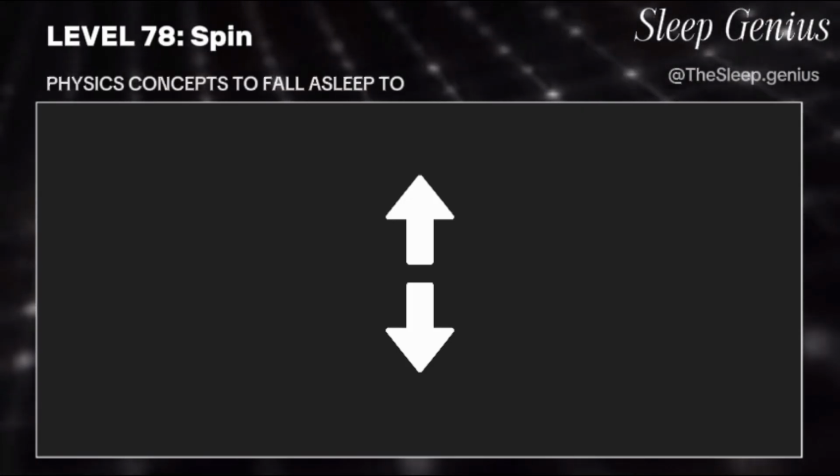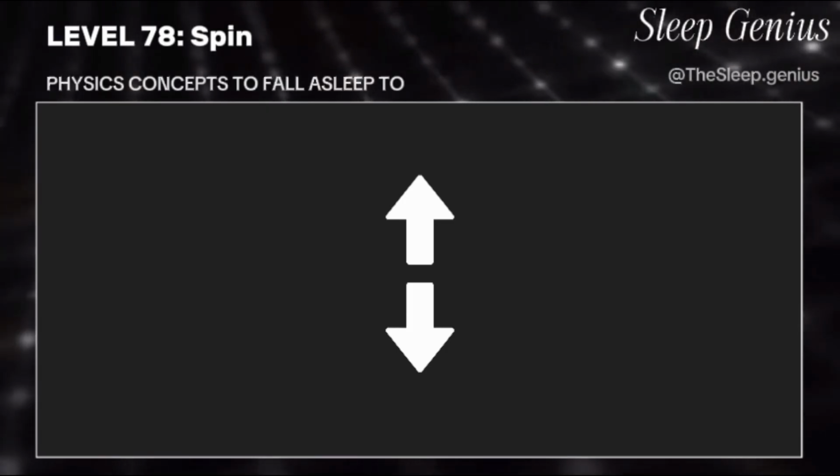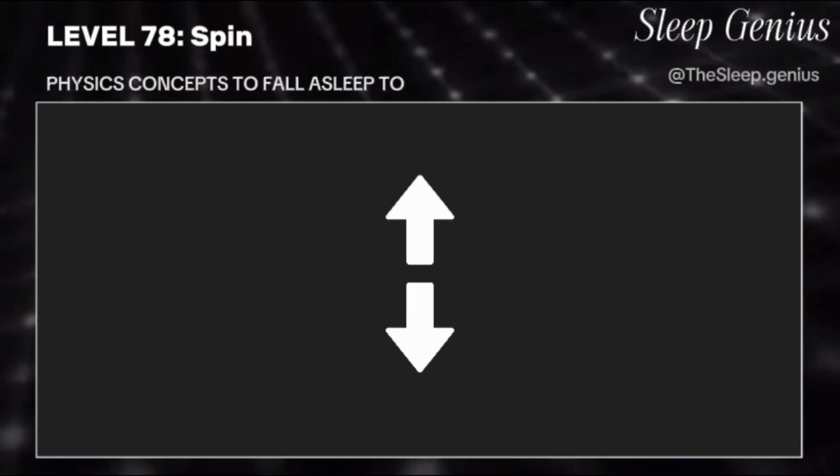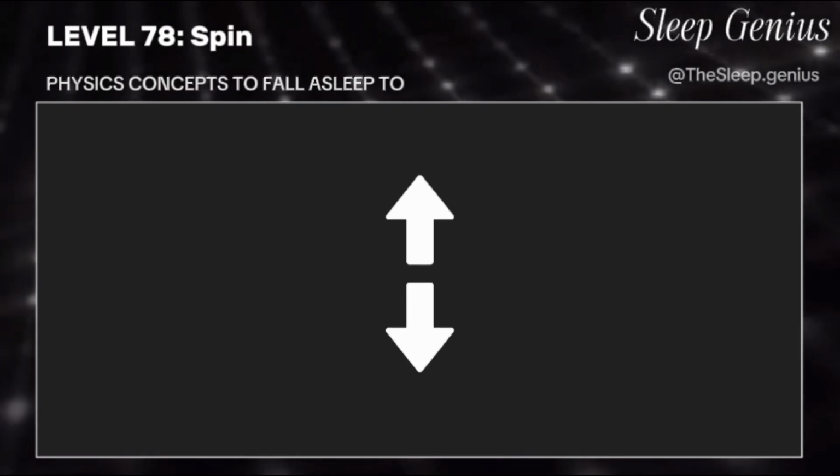Spin follows predictable patterns based on quantum rules. Pauli's exclusion principle ensures no two identical particles share the same state. Spins align or oppose to create stable configurations.